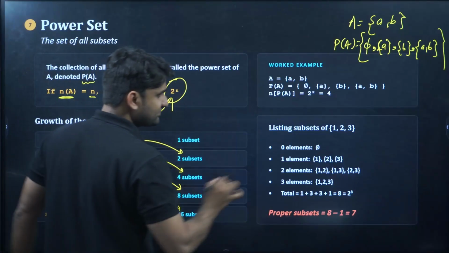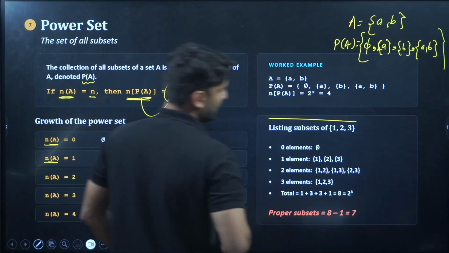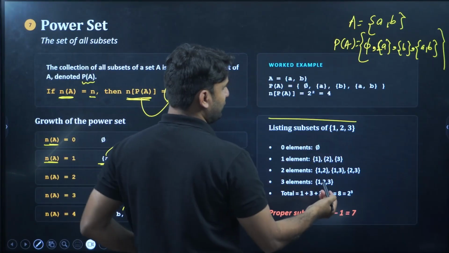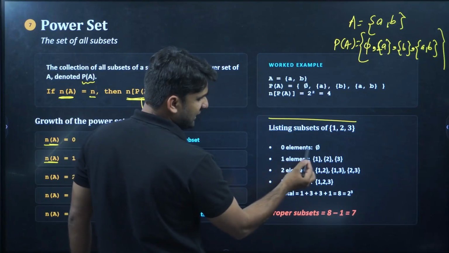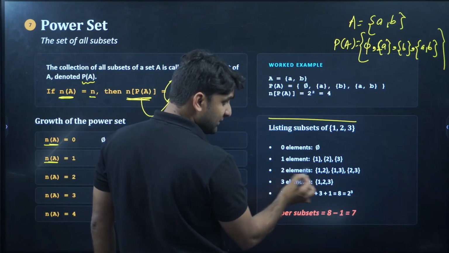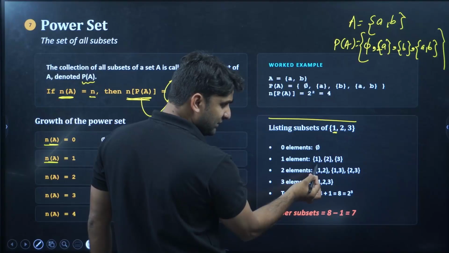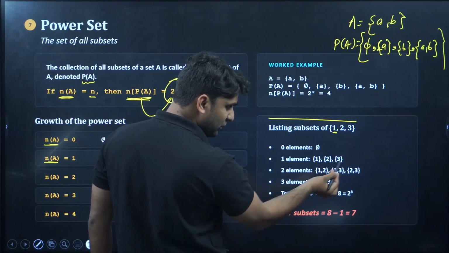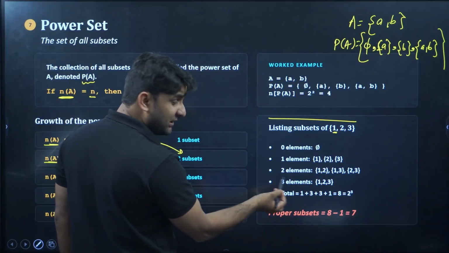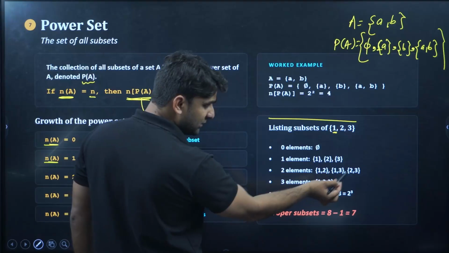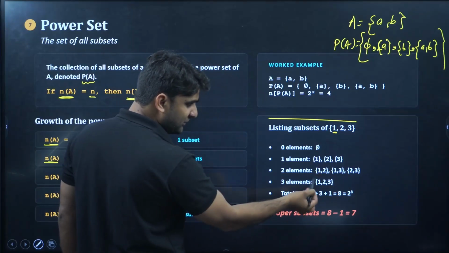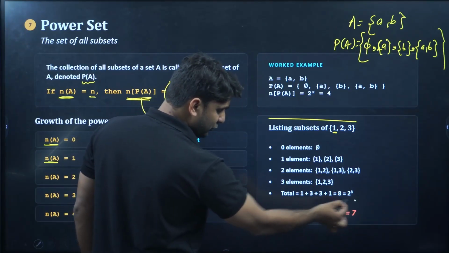So listen, listing subsets of {1, 2, 3}. How can we write them? Listen, 0 elements, so the empty set will be there. For one element, 1, I'm taking 1 as an element, so we can write {1}, for 2 separate {2}, for 3 {3}. If 2 elements are there, {1, 2}, {1, 3}, {2, 3}. 3 elements, {1, 2, 3}. Total 2 to the power 3.